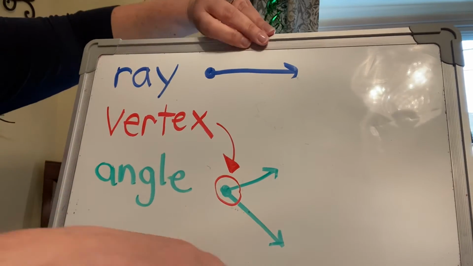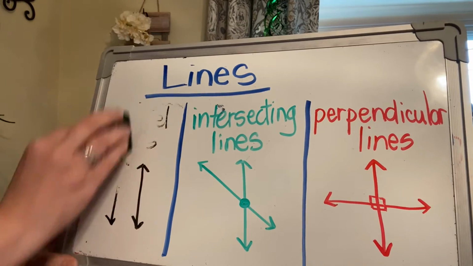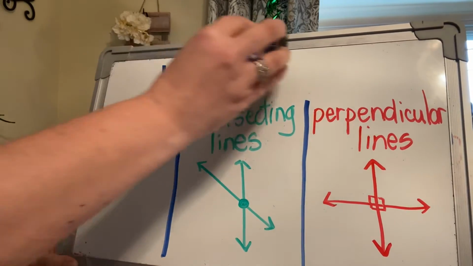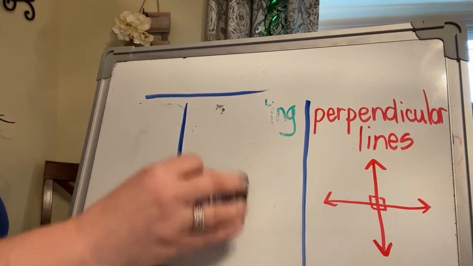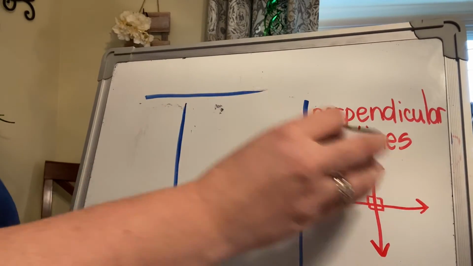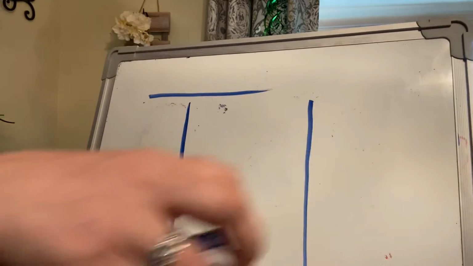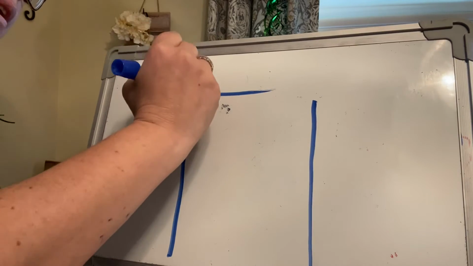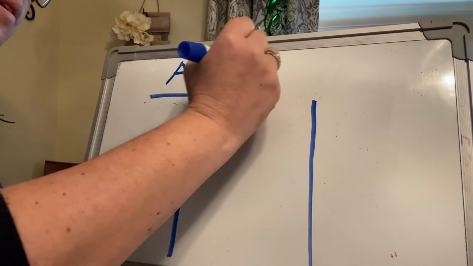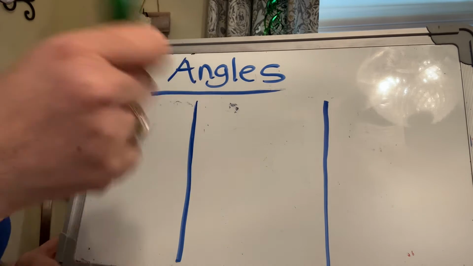Now, I want to talk about a few types of angles. Just going to erase these. Not talking about lines anymore. I want to talk about angles, and I'm sure you remember this from 3rd grade, because when you hear these vocabulary words, I think it's definitely going to ring a bell. And I'm going to put angles up here. The first angle we have is called the right angle.